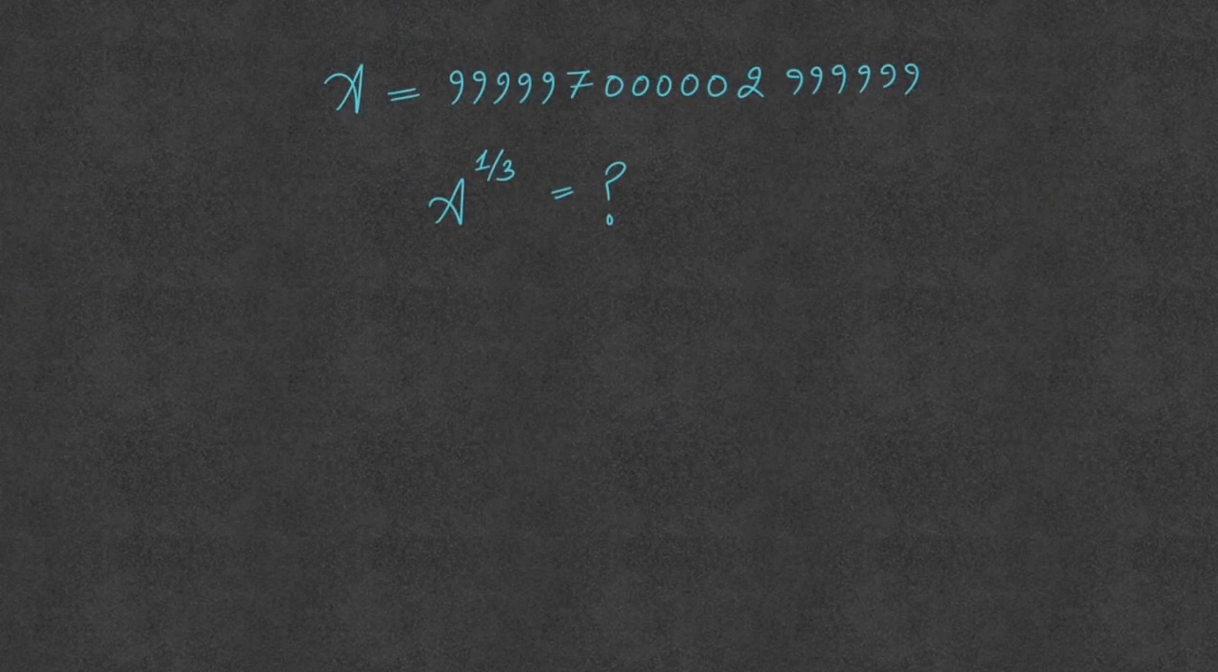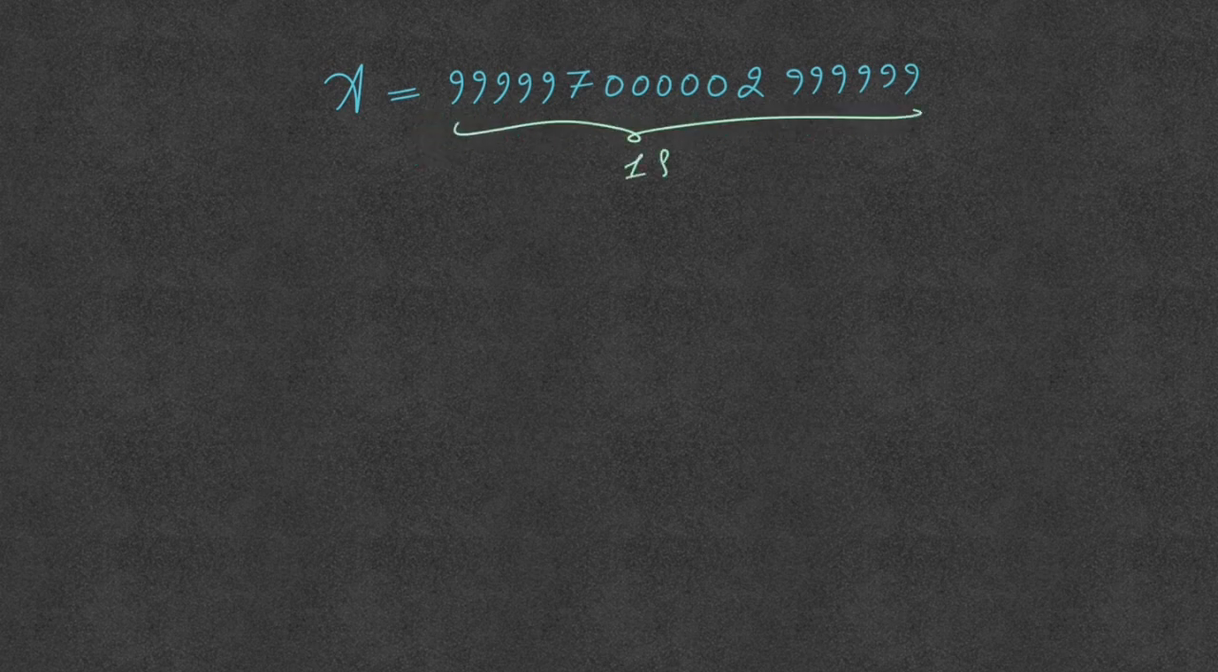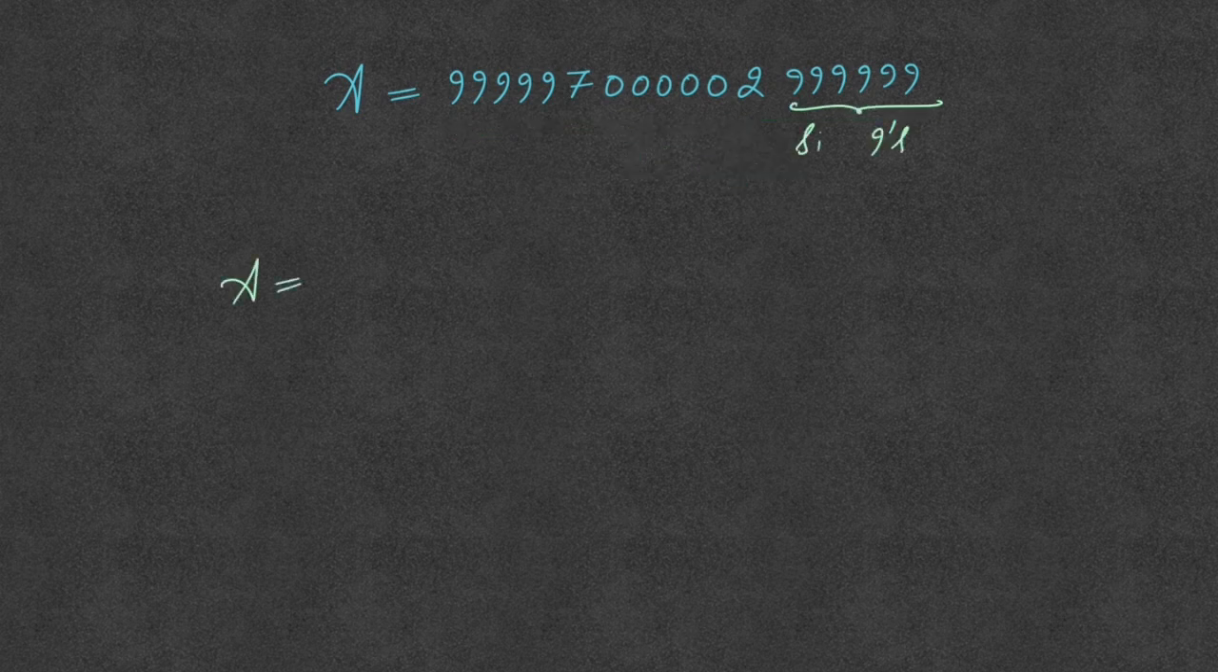We have this value of a, and we need to evaluate the cube root of this a. As we look closely, here are 18 digits. If we focus, 6 nines are here, starting from units place. So I can write these nines in the form of base 10.